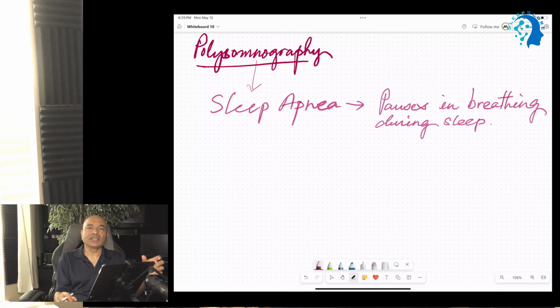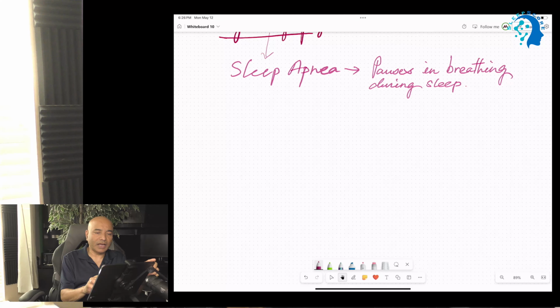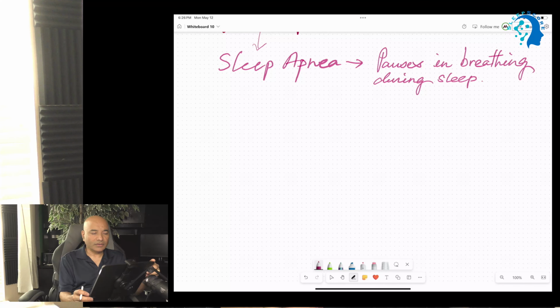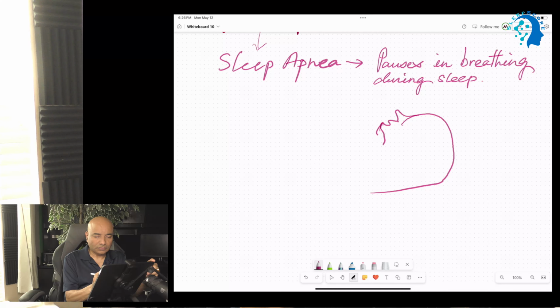Now, I want you to understand what this sleep apnea is, but how does that happen? Let's talk about how sleep apnea happens. What happens is when people sleep, I wanted to draw their picture. This is the neck, mouth. Alright, this is somebody sleeping.